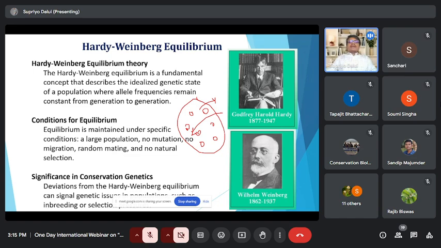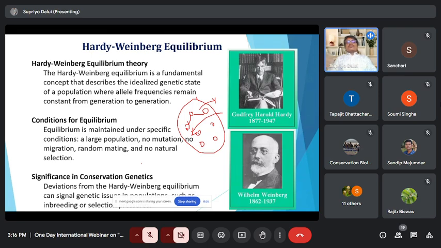Then there will be random mating. These individuals can mate with each other randomly. There will be no mate selection process. But we all know that in nature, species select mates based on specific traits. And the last was no natural selection. Natural selection is an ongoing evolutionary process. It always happens. But they imagined a hypothetical population in which all these external forces don't work. Based on this, they have proposed the theory of Hardy-Weinberg equilibrium.